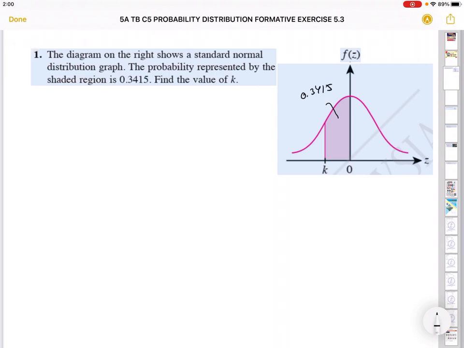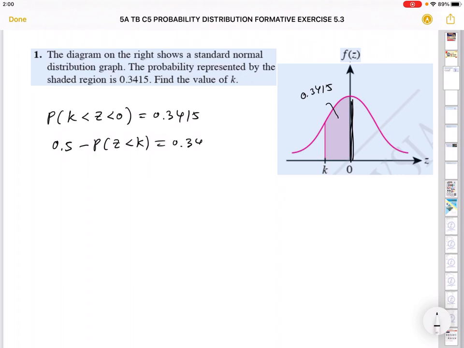Now you can represent this with an equation. You can see that k is on the left hand side, so k is the smallest value, followed by z, followed by 0, and this probability is 0.3415. We know that the total probability is 1, and half of it would be 0.5. So you can write 0.5 minus the probability of z less than k equals 0.3415.